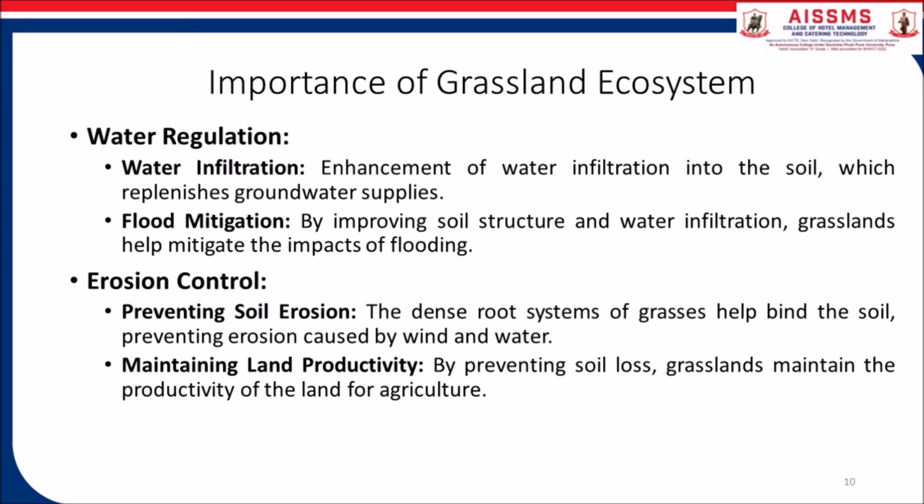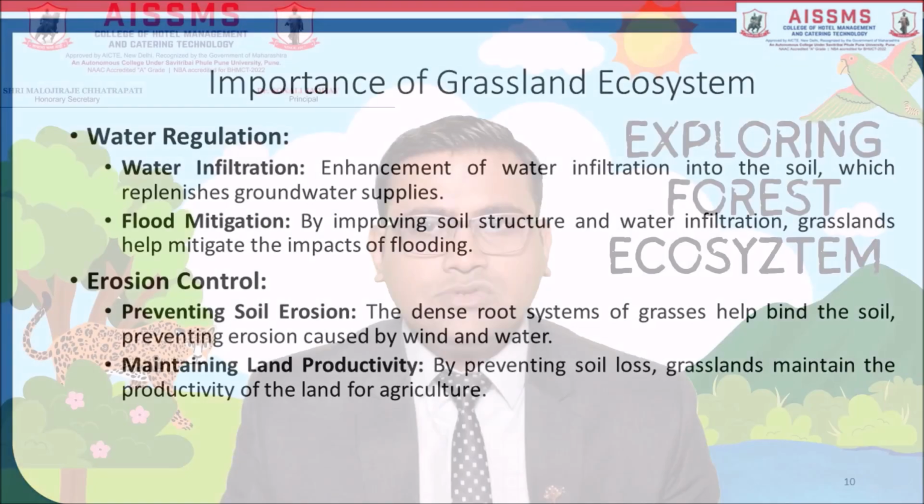Next will be erosion control. Prevention of soil erosion. The dense root system of grasses helps in binding of the soil, preventing erosion caused by wind and water. It also maintains the land productivity. By preventing soil loss, grassland helps maintain the productivity of land for agriculture and other uses.